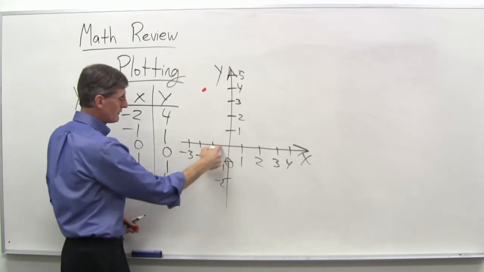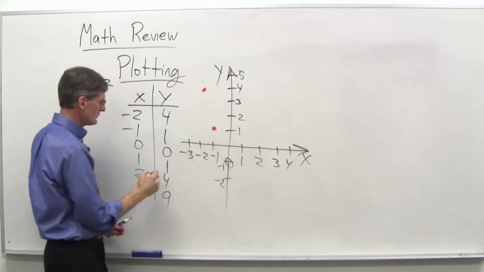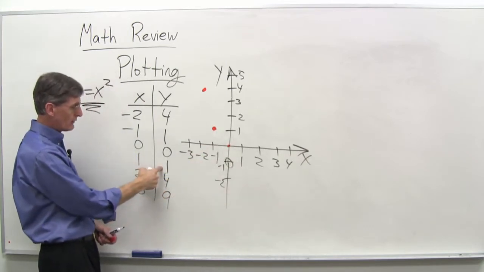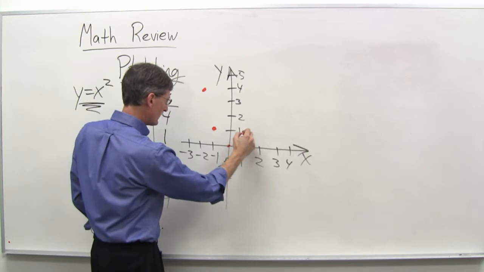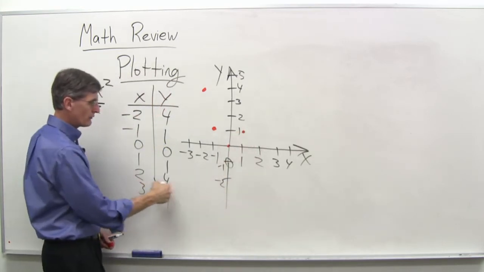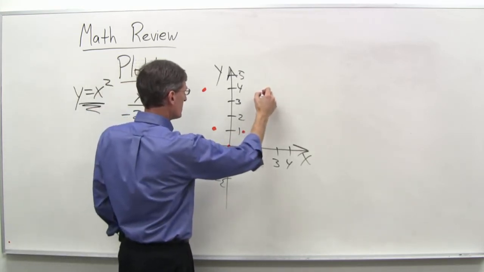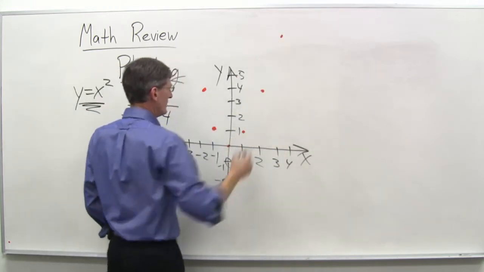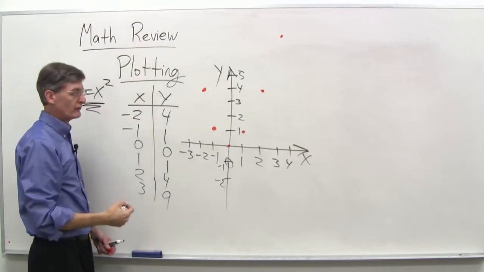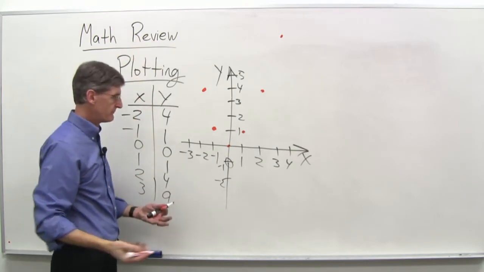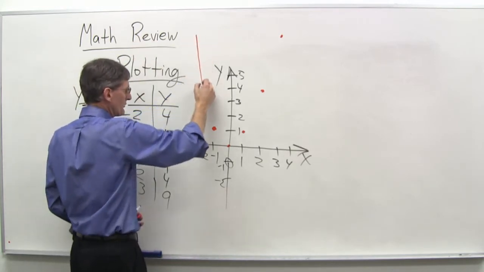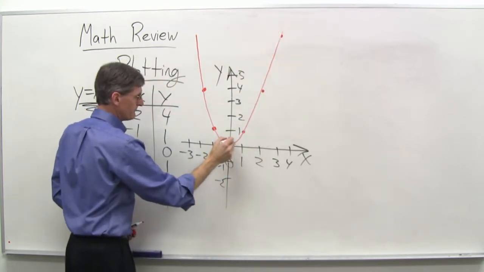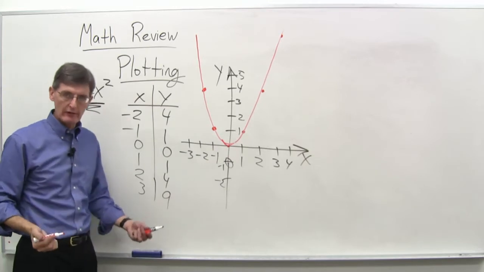-1, 1, right? So -1, 1. 0, 0. So point right there. When x is 1, y is 1. So about right there. When x is 2, y is 4. So again, about right there. And when x is 3, y is 9. So it'd be way up here someplace. And -3 would also be 9, and so on and so forth. And so then we connect the dots. So if we actually plotted a whole bunch more points, it looks something like that. In other words, we get a parabola from that.